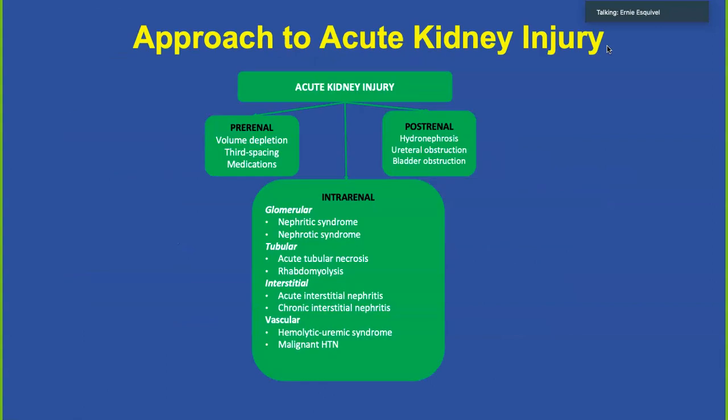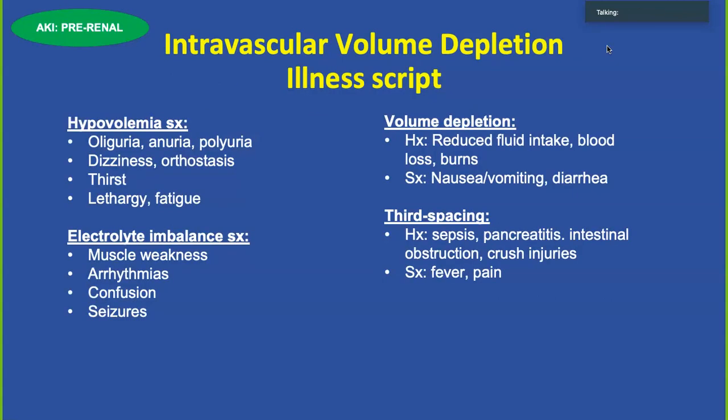So we're going to move on now to the approach to acute kidney injury. As we mentioned, we're going to touch on pre-renal causes, post-renal causes, and intra-renal causes. And some of these things we've already seen in our previous slides and our previous sessions. So hopefully it'll just be a review for you. So we'll start with pre-renal AKI.